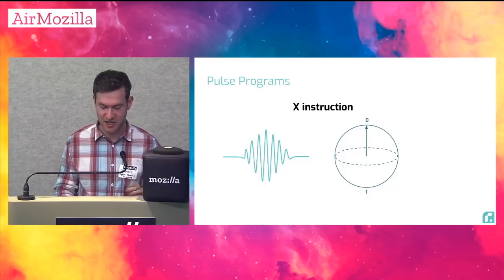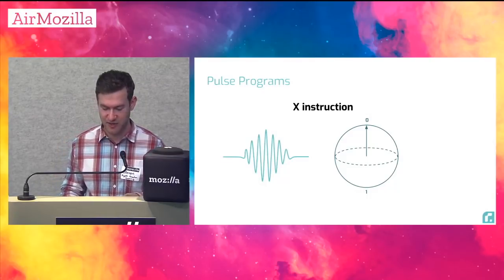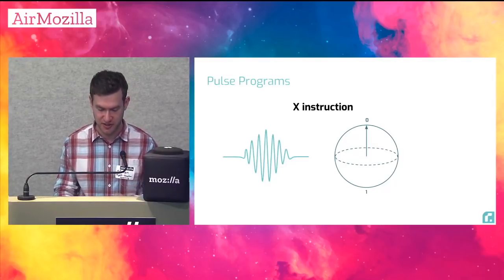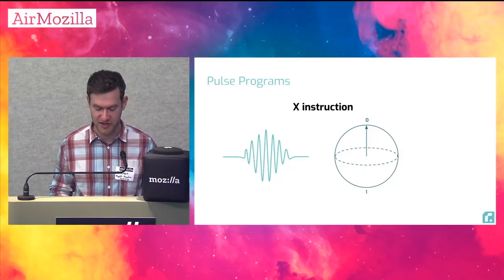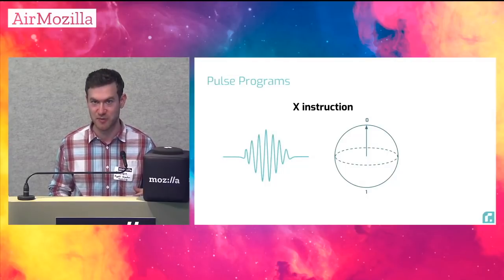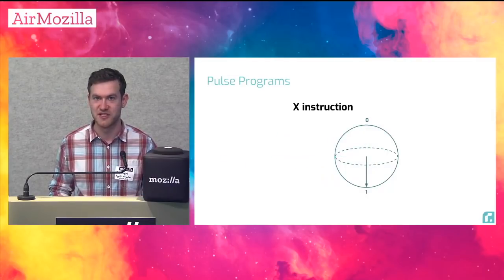So let's say the qubit is in a 0 state. To flip it to the 1 state, we need to send an X instruction. But that instruction on its own has no meaning to the quantum computer. The pulse is what will actually cause the quantum mechanical interaction necessary to perform the operation. So when we send this pulse to the qubit, it responds by flipping its state.